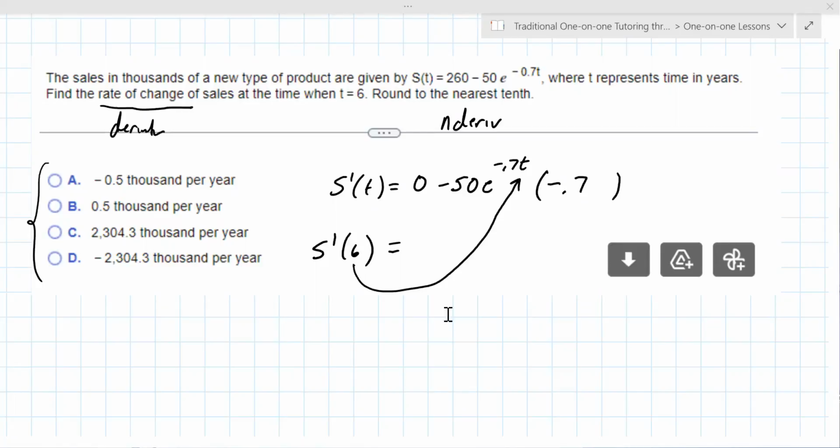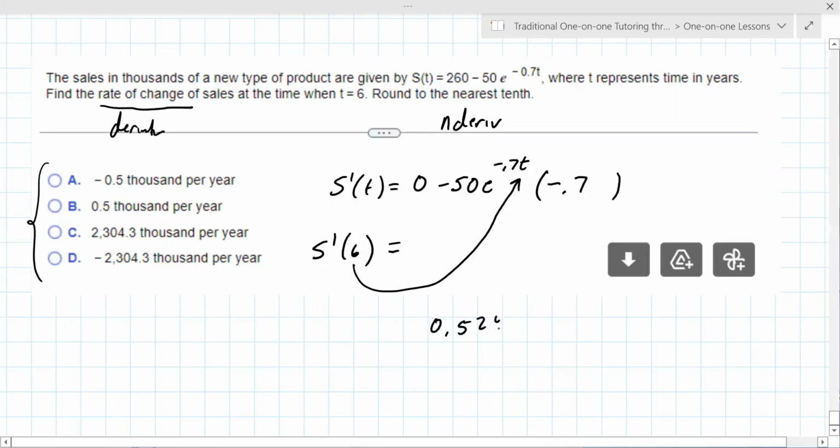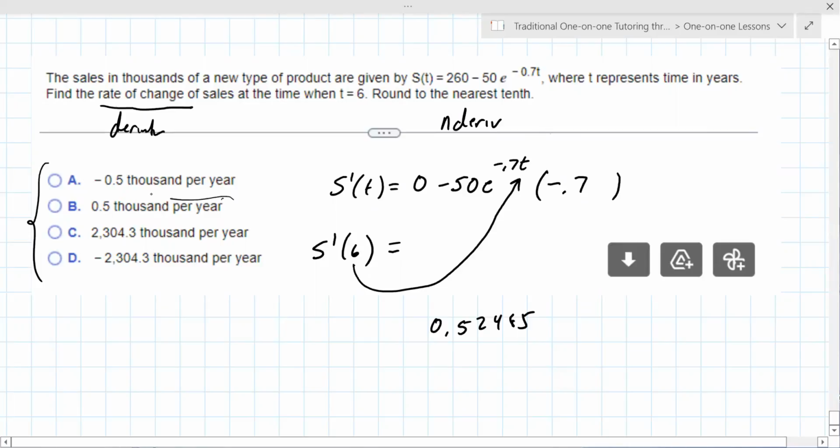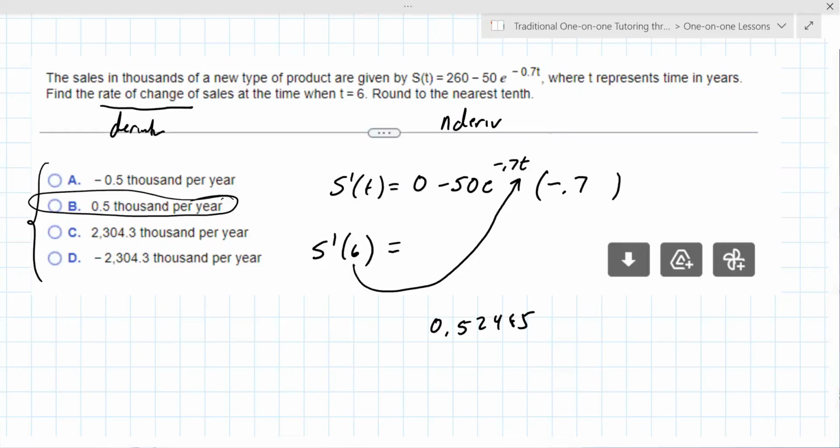Okay, so you end up doing this and you get 0.52485. I don't like that though. Let me just double check this here because it should be closer to, oh, it does say the nearest 10th. I guess that's okay then. I don't like when they're that far off, but that is the derivative. So we'll go with that.